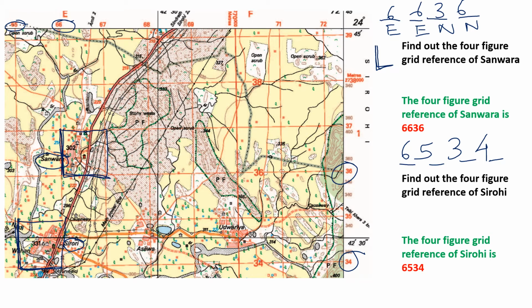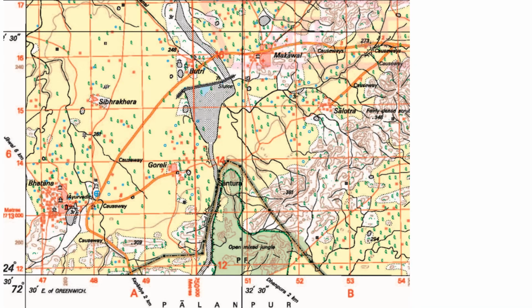Let's do some more practice. So let's do some more revision. Okay. So let's look at the first question. Find out the four-figure grid reference of Bhatana. Where is Bhatana? Bhatana is here. And we can see that this is the block. We have to find the four-figure grid of that Bhatana.